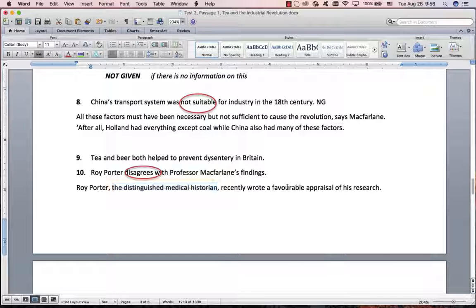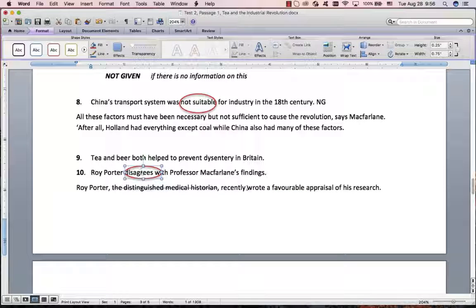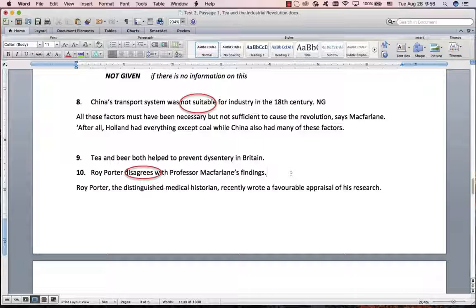He wrote a favorable... You don't know what that word is, but hopefully you know what that word is. And this is positive. And this is often with true, false, not given. The vocabulary is difficult, but you don't need to know it. You just need to decide, is it positive or negative, up or down, black or white, that sort of thing. This is positive. This is negative. And that's all we need to know. If we can target that word. Is it the same? Is it different? It's different. Therefore, this is false.